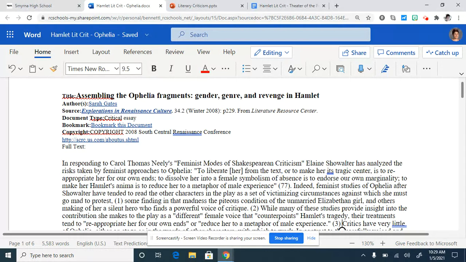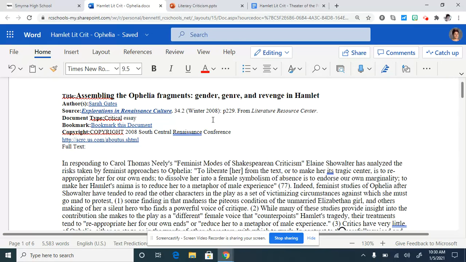So, first of all, the title of this article is Assembling the Ophelia Fragments, Gender, Genre, and Revenge in Hamlet. The author is Sarah Gates. It was published in Explorations in Renaissance Culture, which is an academic journal, in their winter 2008 edition. You will want to pay attention once we start researching to when an article was written. We want to look for recent interpretations. We don't want to be reaching back into the 1960s to find sources.